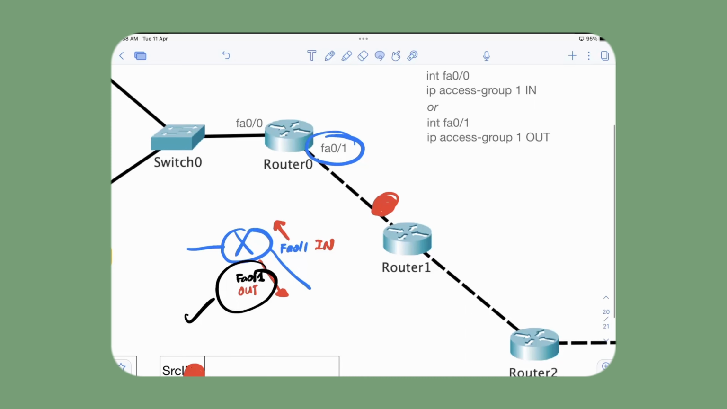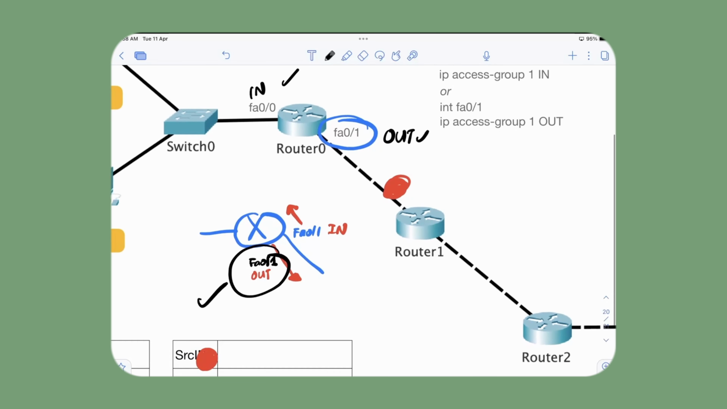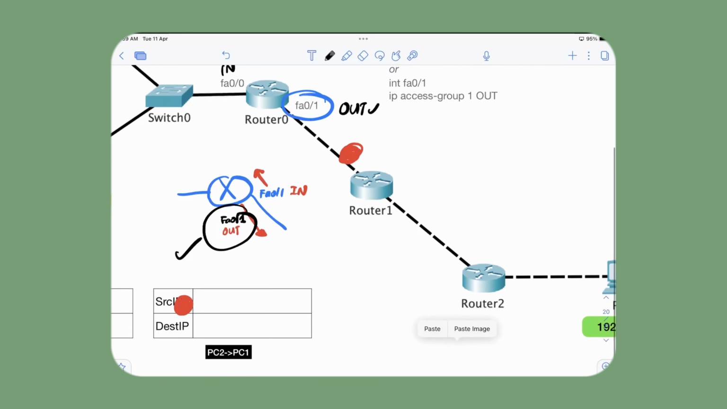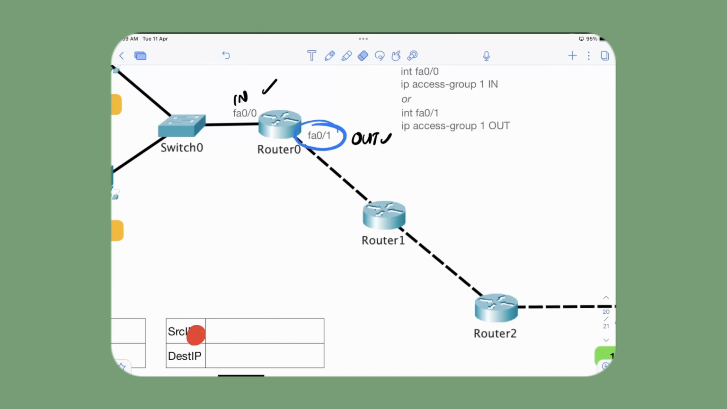So again, the reason is because the data will come here, go into this router through FA00. That's why just now we say this one must be in. Then when you want to exit, it will exit from FA01, go out from the router. So this one is out, is correct. That means if you want to put it here, you must put at FA01 out. Understand or not? Okay, so the final answer is, you can see here, I have 2 options.